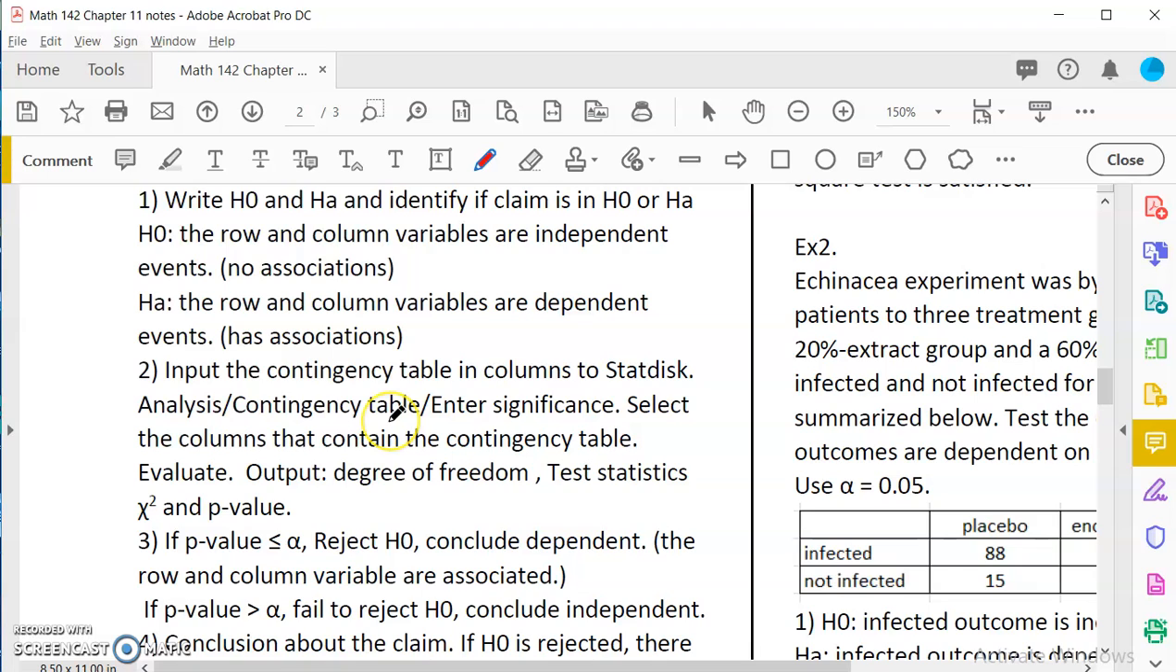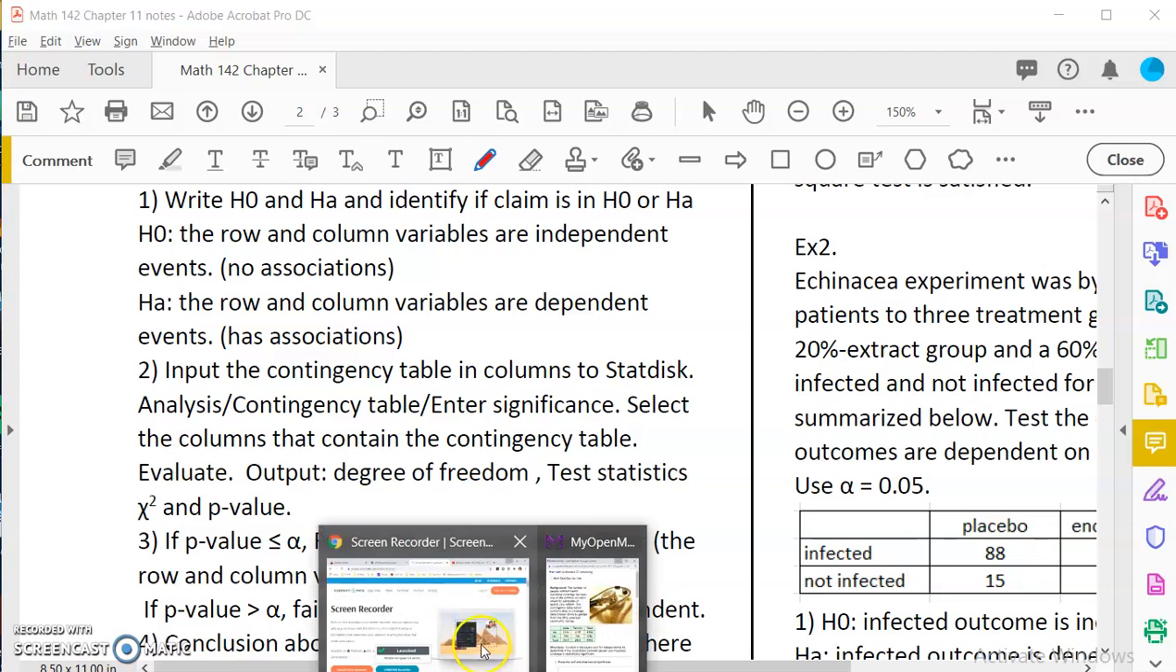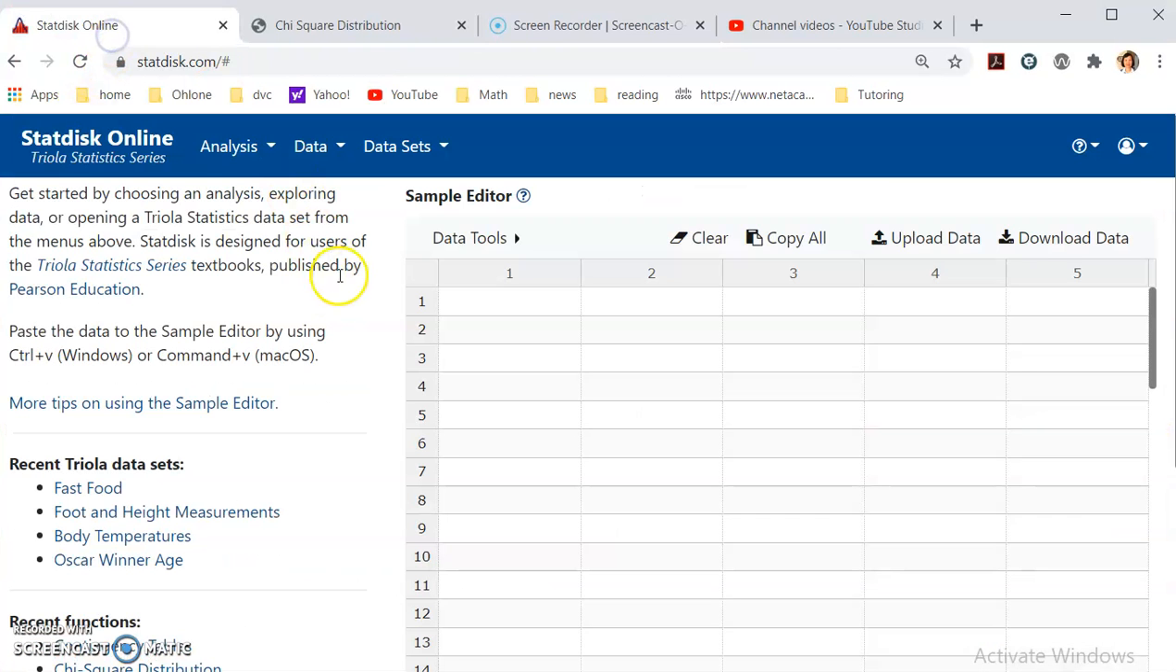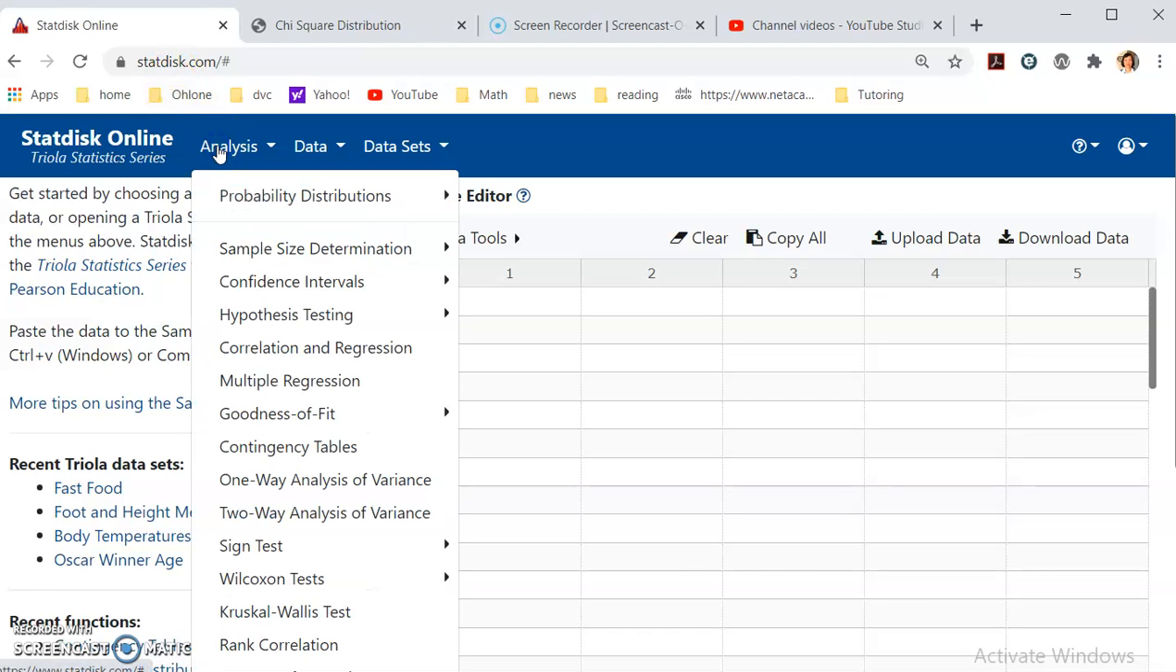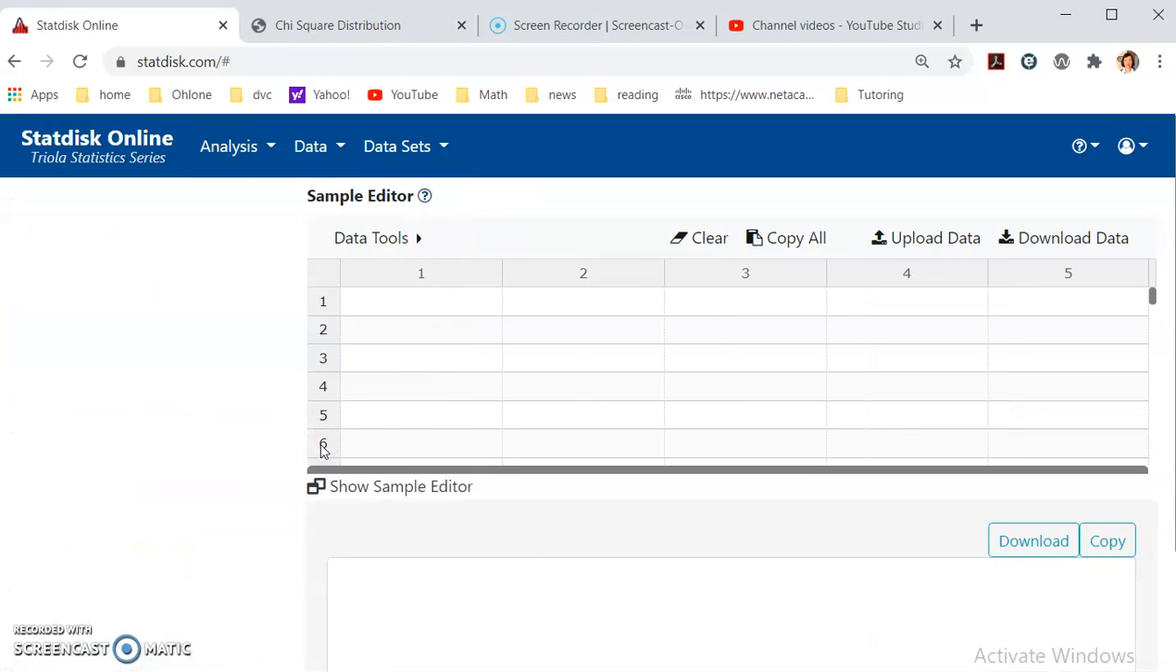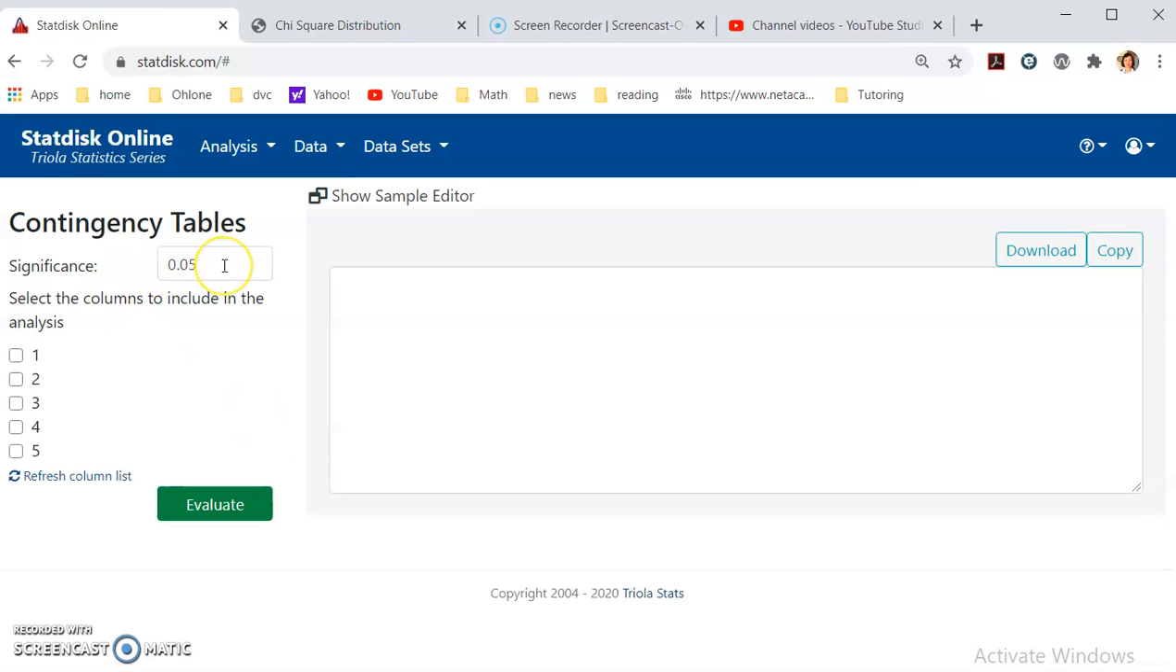Second is you would put the table into StatCrunch. If you open up StatCrunch, you put your table in, each column value. If there are 3 columns, you put 3 columns. If there are 2 columns, you put 2 columns into StatCrunch. And then the command that you use to do the analysis of chi-square test of independence is Stat, go all the way to Contingency, Table. And that's it. Okay. So you would put the significance, check all the columns that have the tables and evaluate.